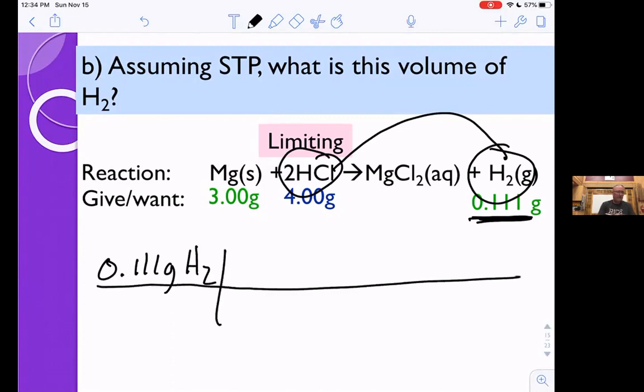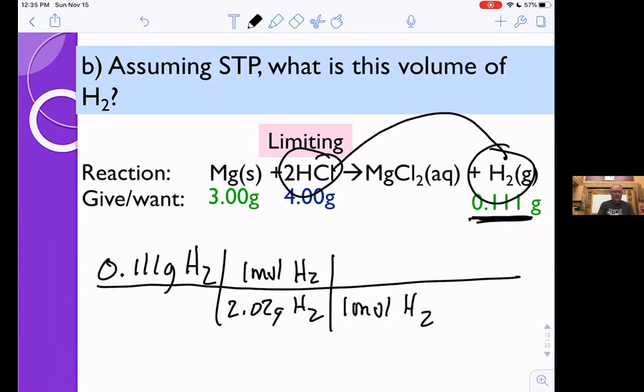And I'm going to change the grams of hydrogen to moles: 2.02 grams of H2 is 1 mole of hydrogen gas. And then 1 mole, of course, of hydrogen gas is 22.4 liters of hydrogen gas. And I get my answer. For this one, it's 1.23 liters of H2 that's produced.